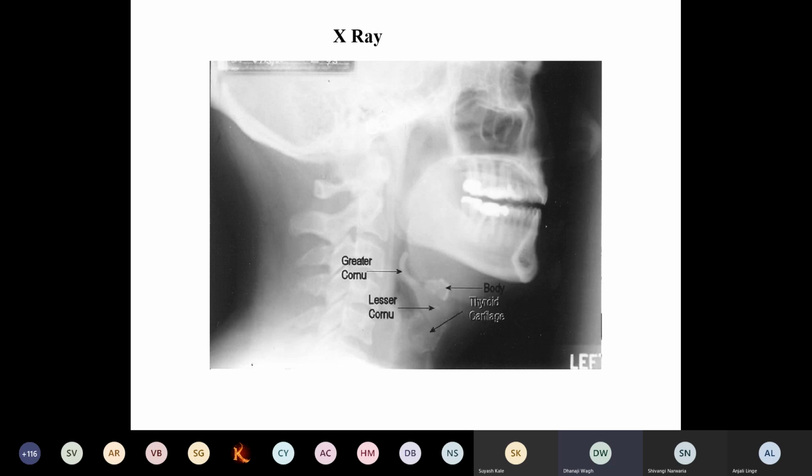Now the radiological view, or X-ray. In the X-ray, the hyoid bone is seen. This is a lateral X-ray of the neck region. We can see the chin of the mandible, base of the mandible, and angle of the mandible above. Below, we can see the body and the greater cornu. Also, the small portion you can see is the lesser cornu. It is labeled as body, lesser cornu and greater cornu. From the lateral view of the X-ray of the neck region, you can see this bony structure.